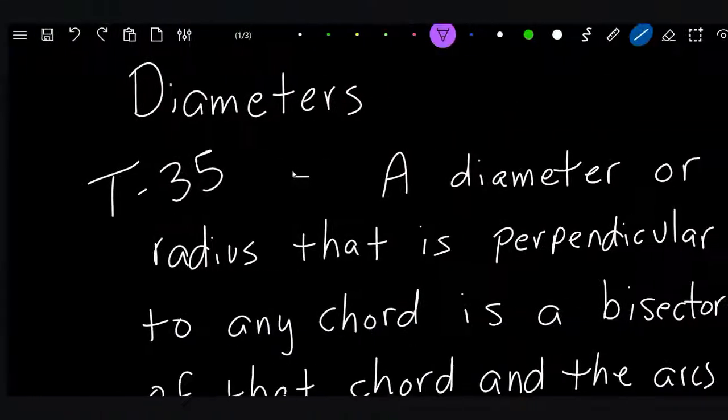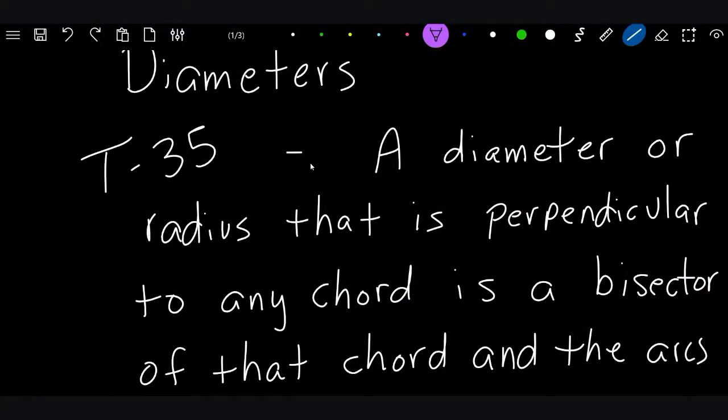This is lesson 3.5. Page 137 talks about diameters, and we're going to be there on lesson 3.5. When we talk about diameters, we first have to define what a diameter is. I think most of you know what a diameter is. It is the distance from one point on the circle through the center point ending on another point. Okay, so starting on the circle, through the center point, ending on another point. That's the diameter. Well, look at theorem number 35.